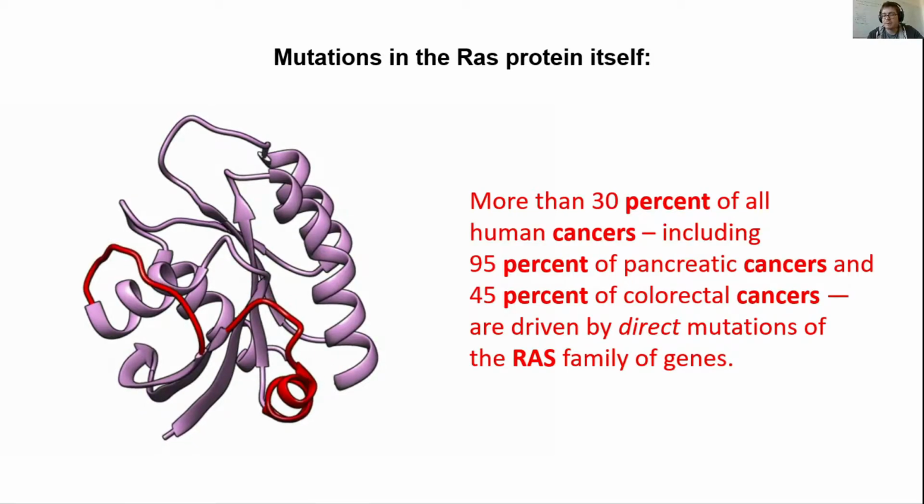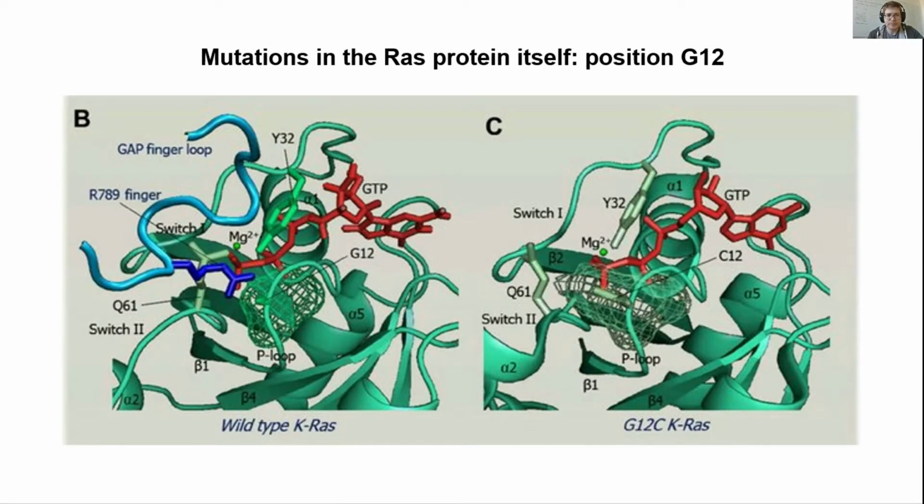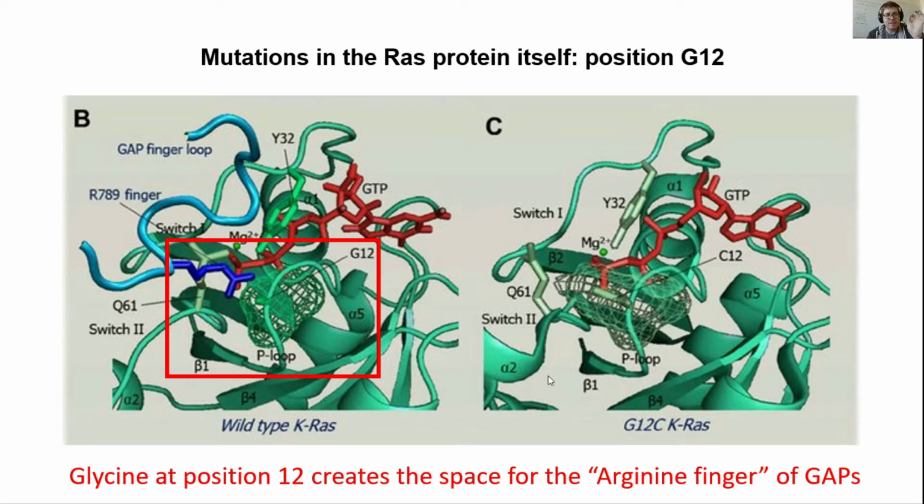So what are these mutations? Why are they causing problems? Why are they causing disease? Well, one of the most common mutations you'll hear about is a position called glycine 12 in RAS. Glycine 12 occurs in this loop region here that sits right over top where the nucleotide binds. And this glycine at position 12 creates the space that's needed for GAP proteins to be able to insert that arginine finger that we discussed on Monday into the active site to stimulate hydrolysis.